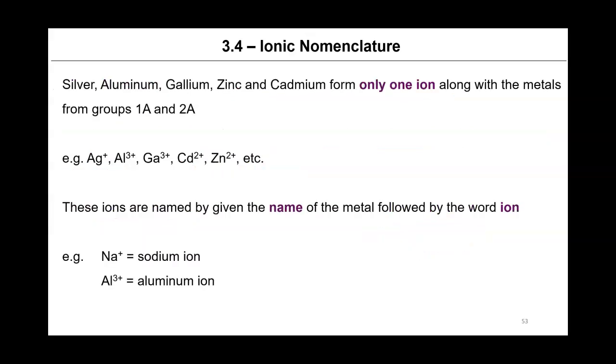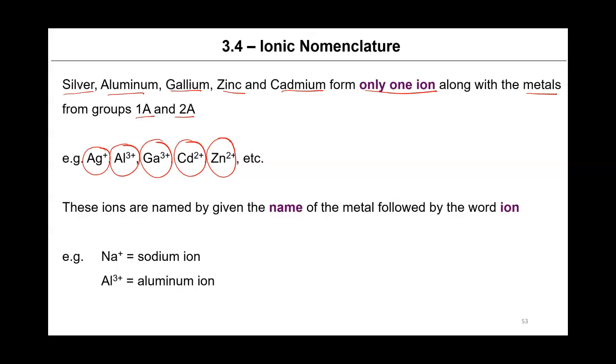So just recapping, silver, aluminum, gallium, zinc and cadmium form only one ion, along with the metals from groups 1A and 2A. In particular, silver always forms a +1 cation, aluminum always forms a +3 cation, gallium always forms a +3 cation, cadmium always forms a 2+ ion, and zinc always forms a 2+ ion.